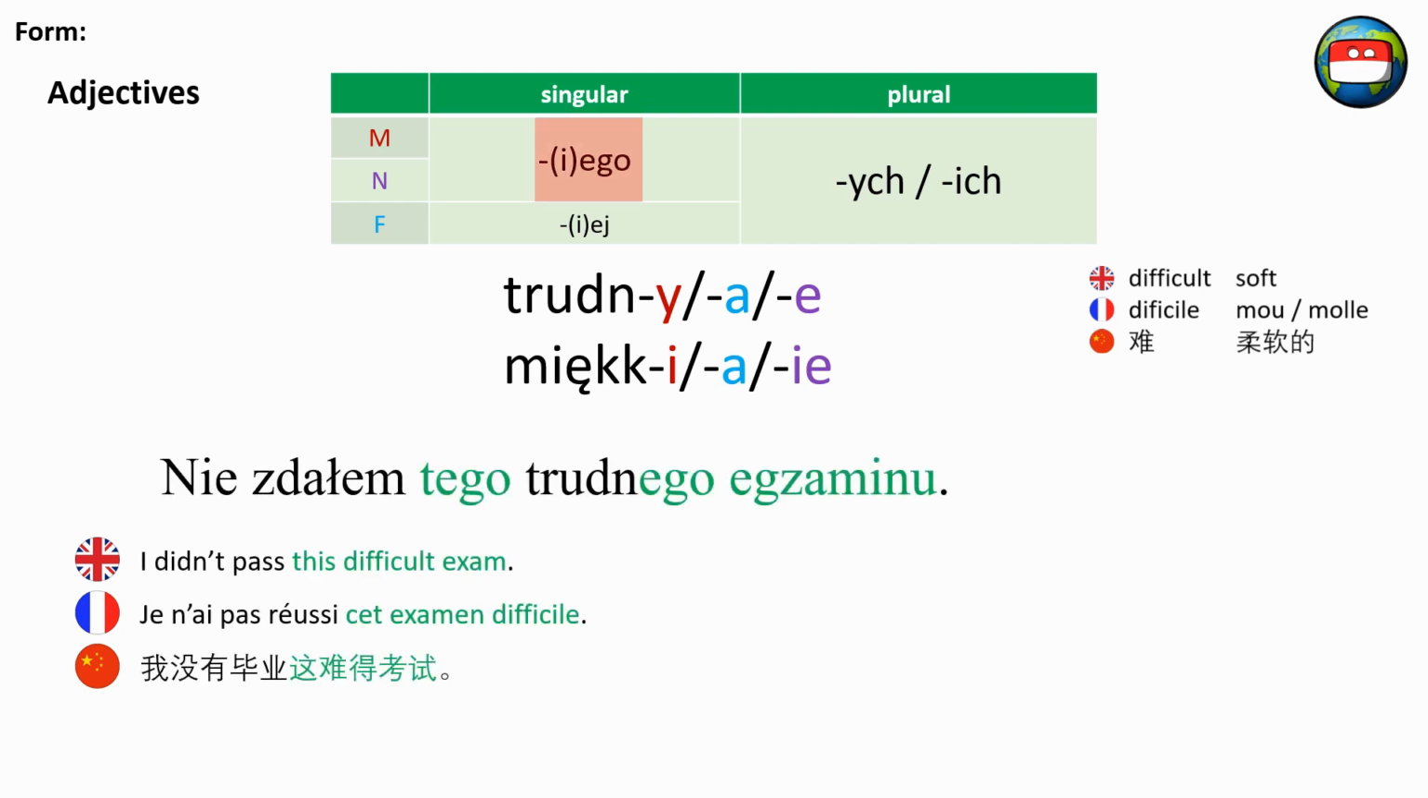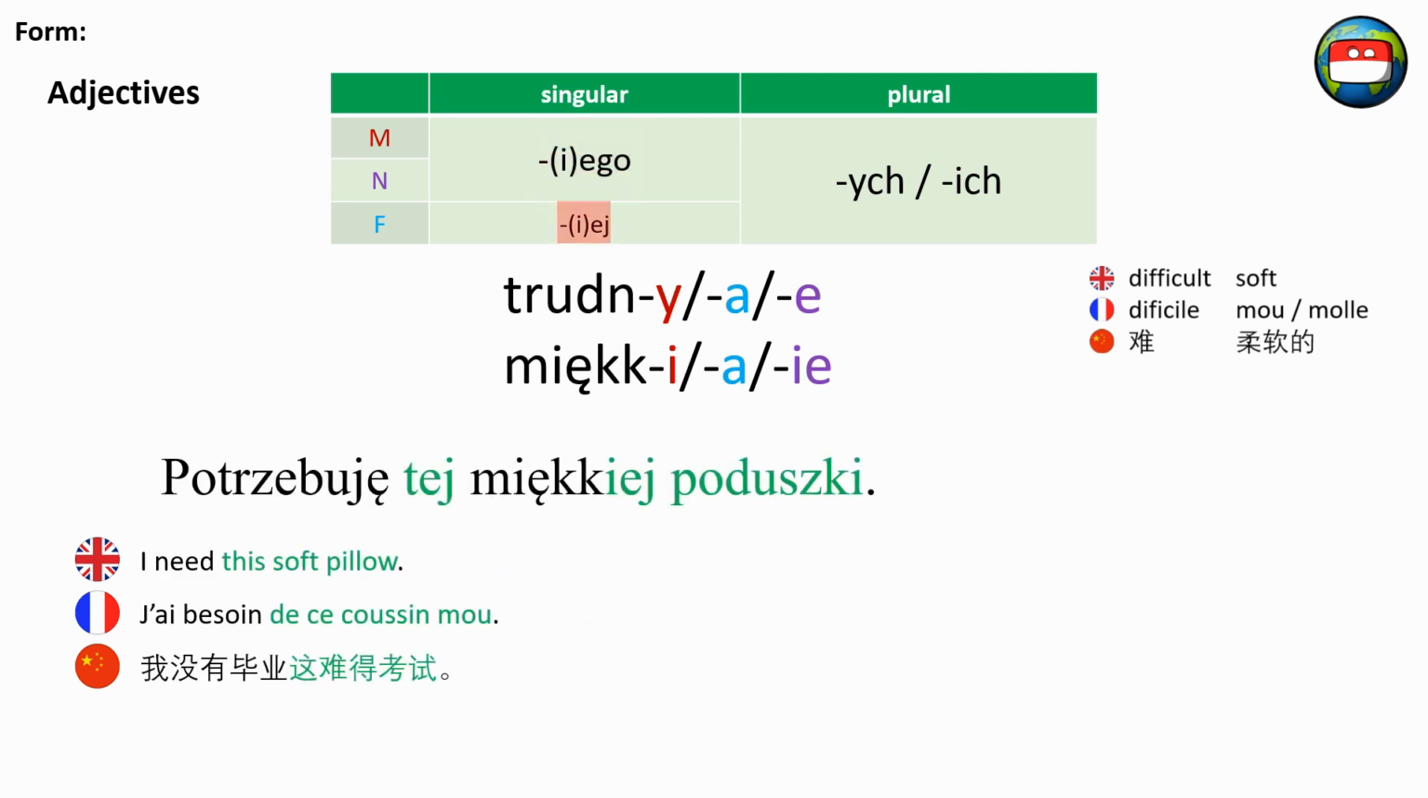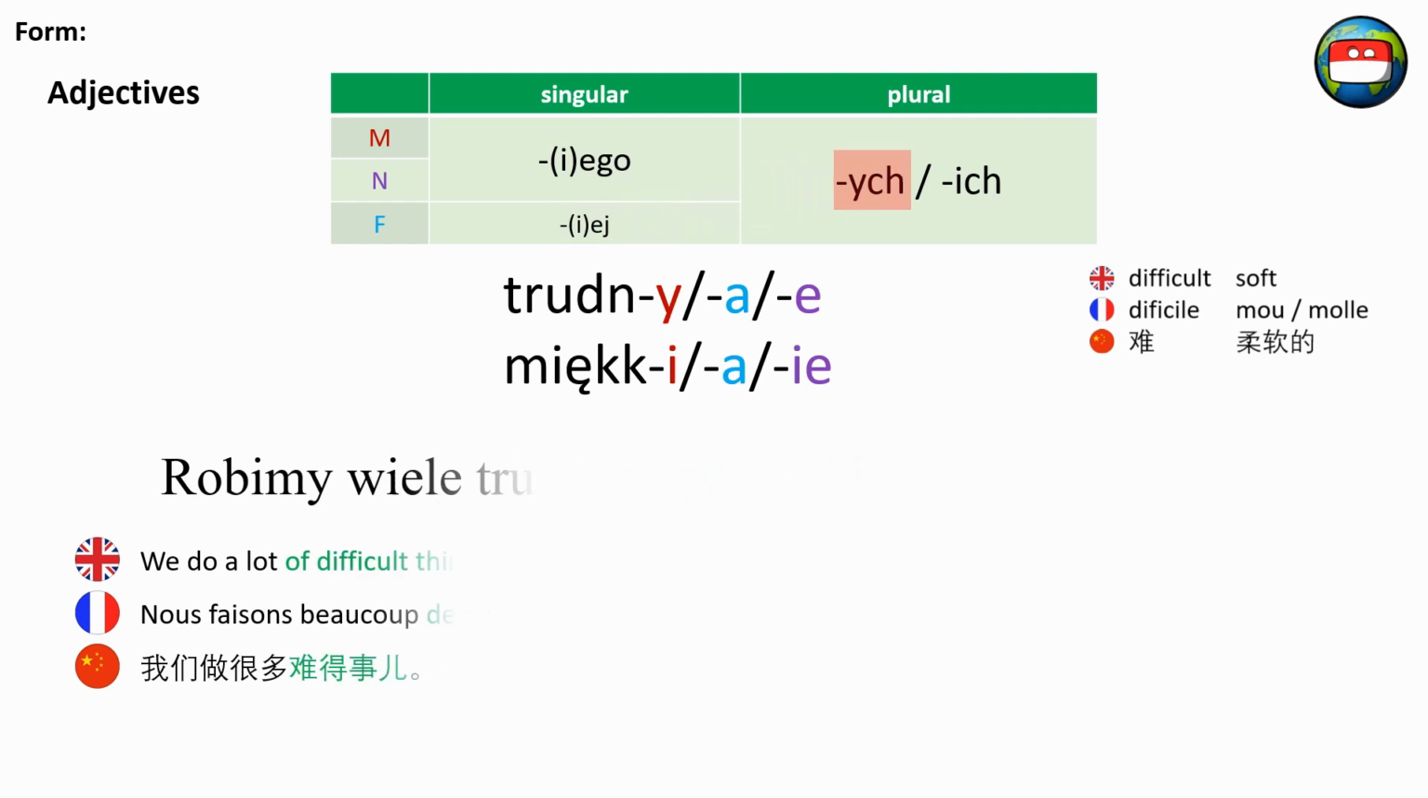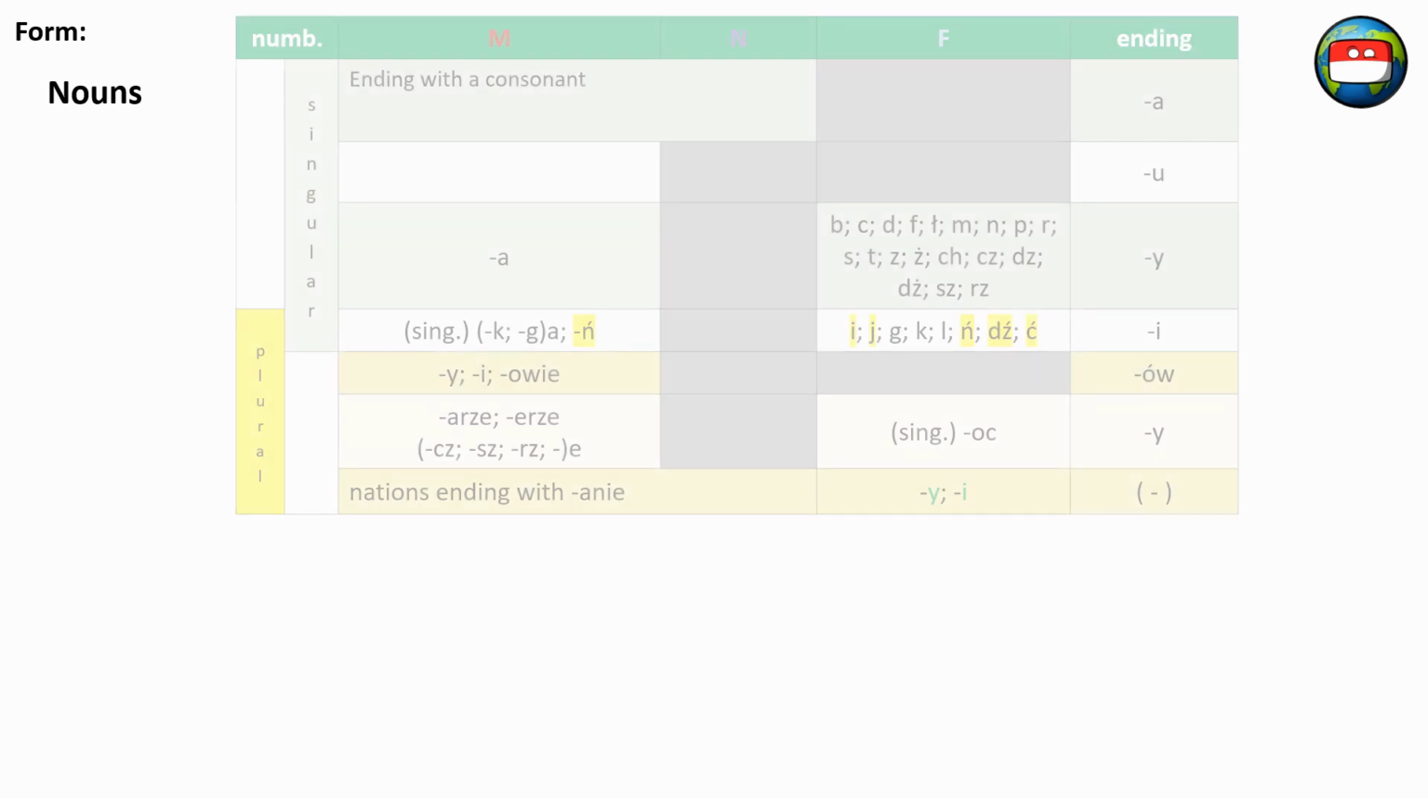Nie zdałem tego trudnego egzaminu. Potrzebuję tej miękkiej poduszki. Robimy wiele trudnych rzeczy. So now let's get to the nouns which are much more troublesome.